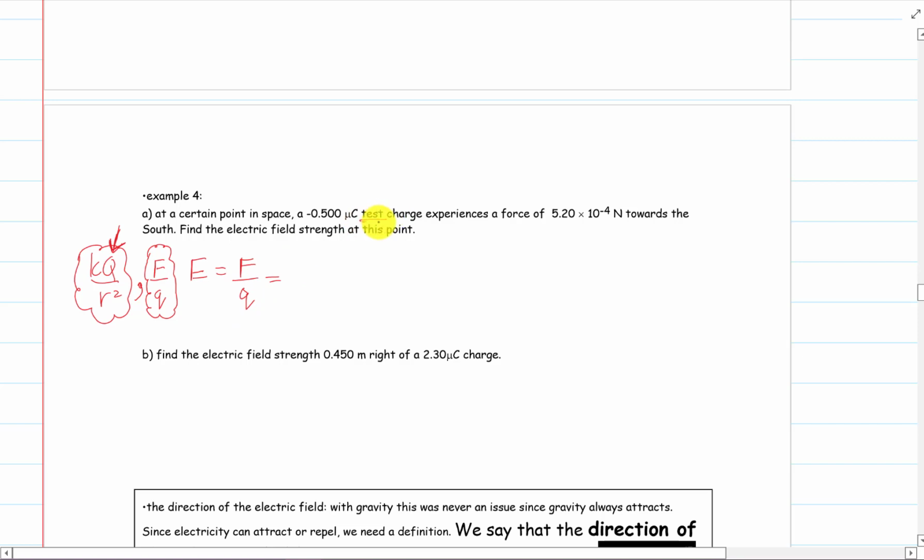Usually they try to help you with the word test. As soon as it says test charge, you know you're using this formula. And that's 5.2 times 10 to the negative 4 newtons divided by 0.5 times 10 to the negative 6 coulombs.